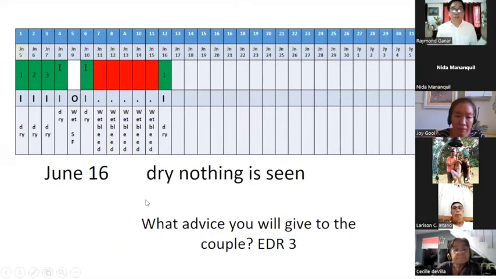June 16, dry. Wow. But because 11 to 15 is not a menstruation, then June 16, even though it is dry, we know that the cervix is still open. Because the cervix will only be totally closed if the dry days are after menstruation. This is not. So we advise the couple, count 1, 2, 3 before resuming the intercourse. EDR3 again, because EDR3 after mucus, 1, 2, 3. After withdrawal bleed, 1, 2, 3. EDR3.